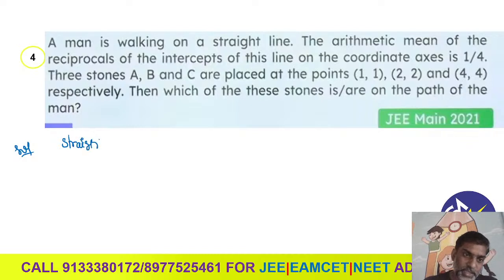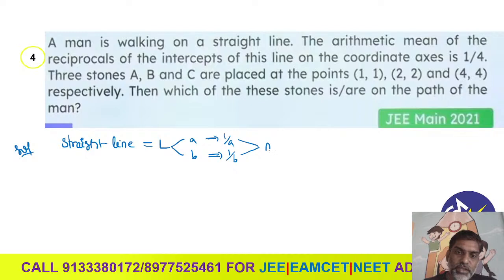Let us take a straight line L. For this straight line L, we have intercepts A and B. Now x intercept is A, y intercept is B. What they are saying is the arithmetic mean of the reciprocals of the intercepts of the line. What are the reciprocals of the intercepts? 1 by A here, 1 by B here. These are the reciprocals.